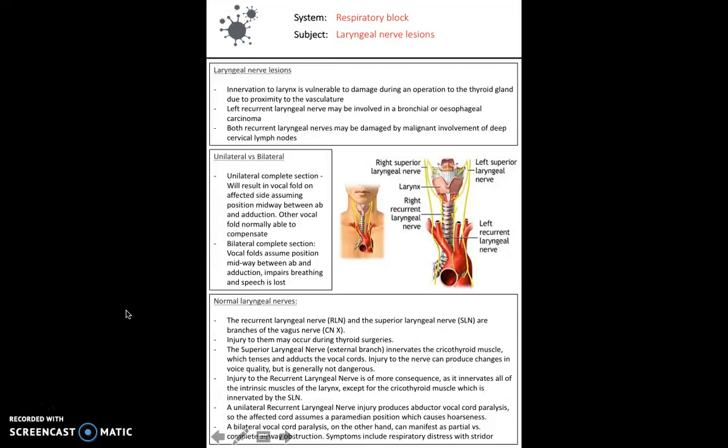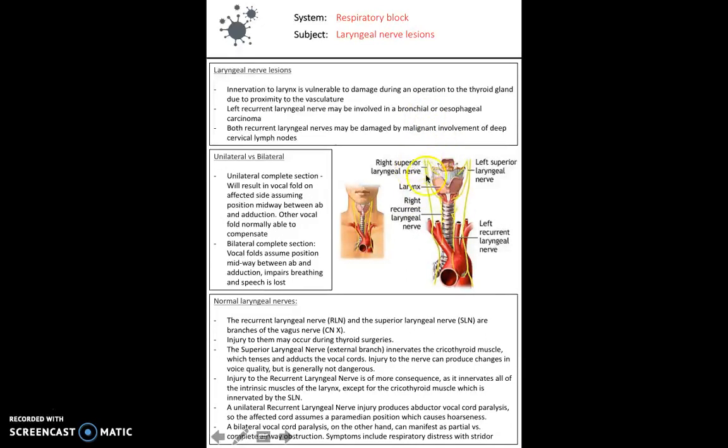The larynx receives both its motor and sensory innervation via branches of the vagus nerve, and the 2 nerves that you need to know about are the recurrent laryngeal nerve and the superior laryngeal nerve. The recurrent laryngeal nerve provides sensory innervation to the infraglottis, so the lower part of the glottis, and motor innervation to all of the internal muscles of the larynx. So that's all of the internal muscles of the larynx, except the cricothyroid.